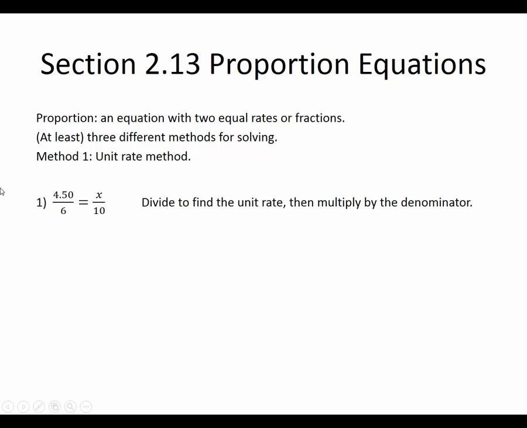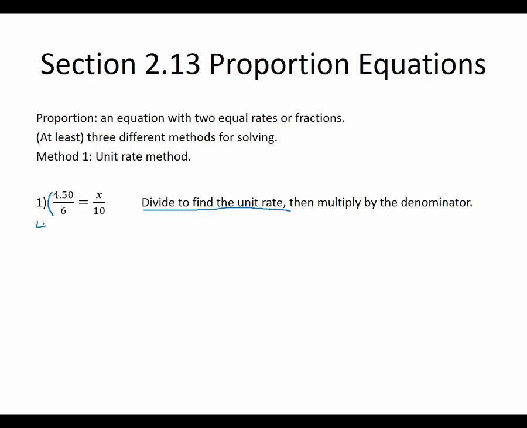So here's the unit rate method. I have a proportion equation here: 4.50 over 6 equals x over 10. So I've got two equal fractions, 4.50 over 6 on my left, and x over 10 on the right. And my goal is to solve for the value of x here. So to do that, I'm going to divide to find the unit rate. Whichever of these has two numbers, I can divide as long as the x is on top. If x is on the bottom, we'll take a look at what to do. So I'm going to go ahead and divide right here.